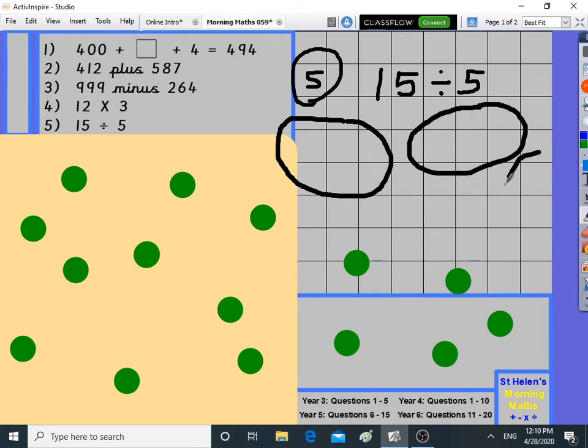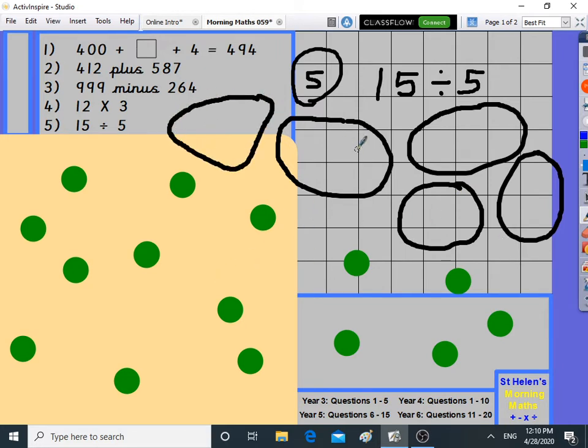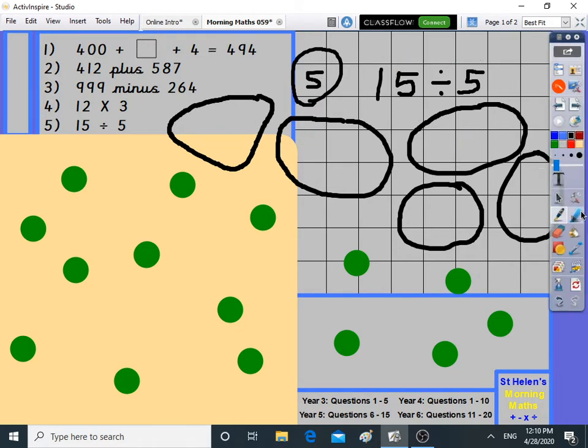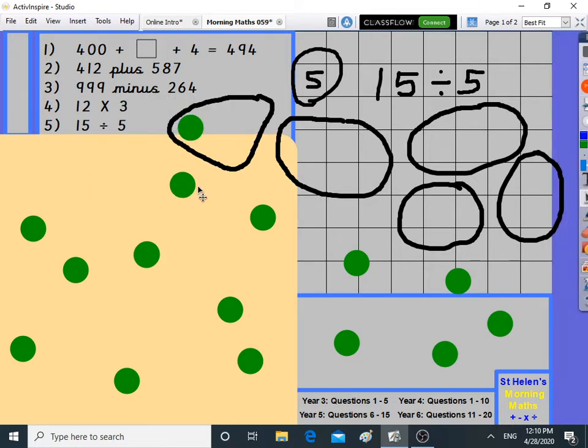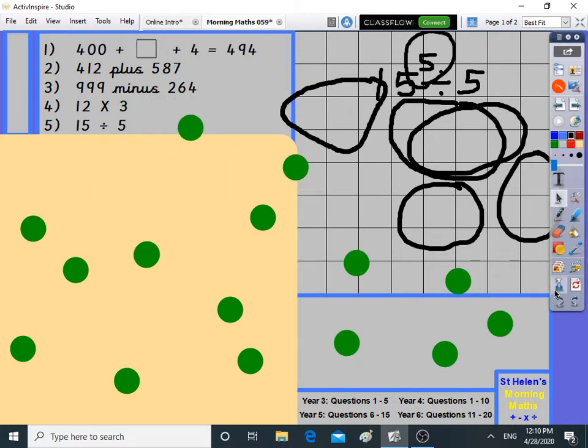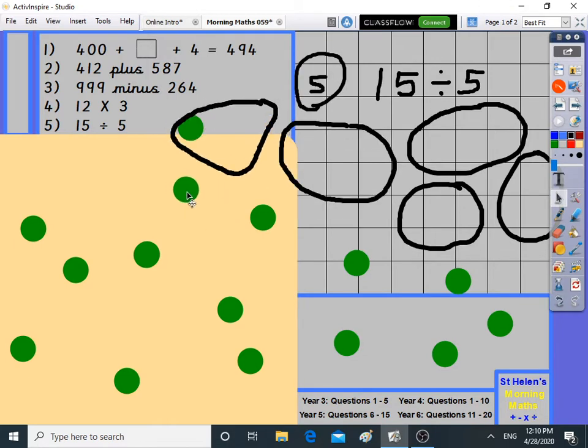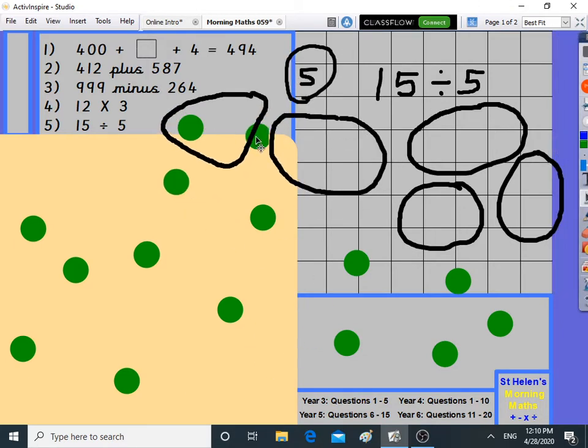Hopefully I can squeeze 5 of these in. 1, 2, 3, 4. So I'm sharing between 5. Where am I going to put the 5th one? I'll squeeze it up here. 5. 15 shared between these 5 ovalish shapes. 1 in there. You have to be fair. Oh my gosh, it's going to move them all together. That's a bit of a problem. 1 in there. 1 in there.